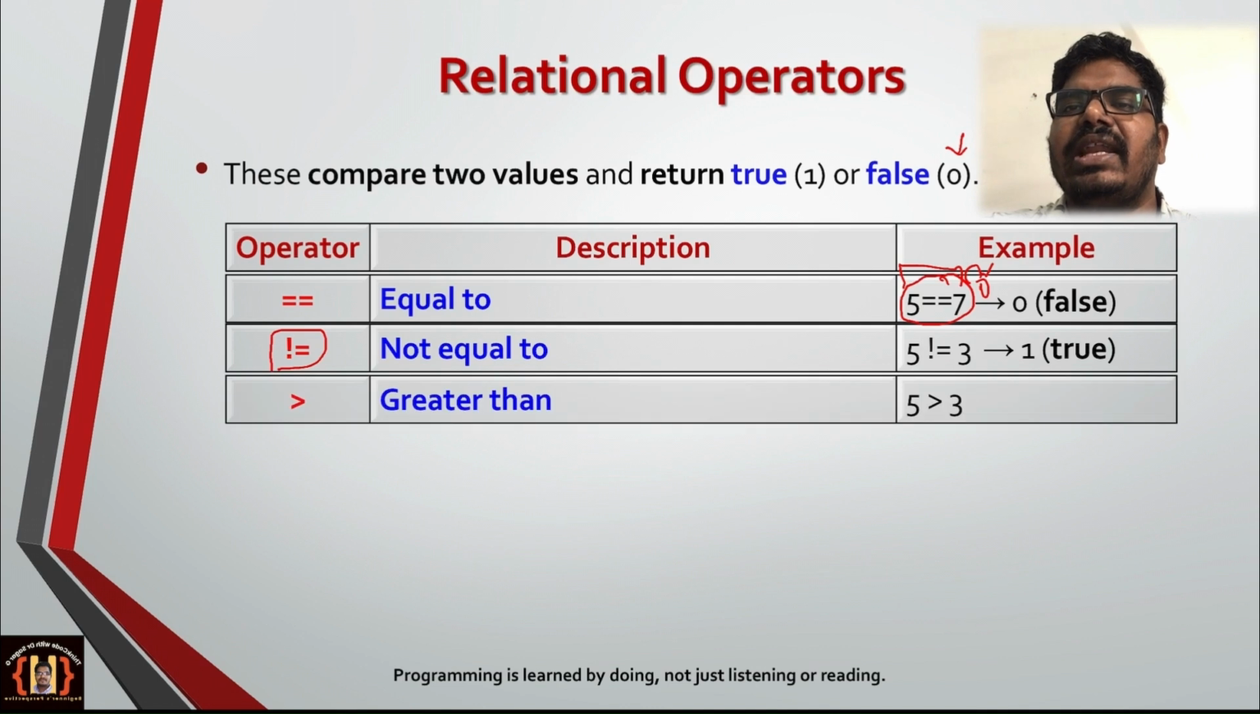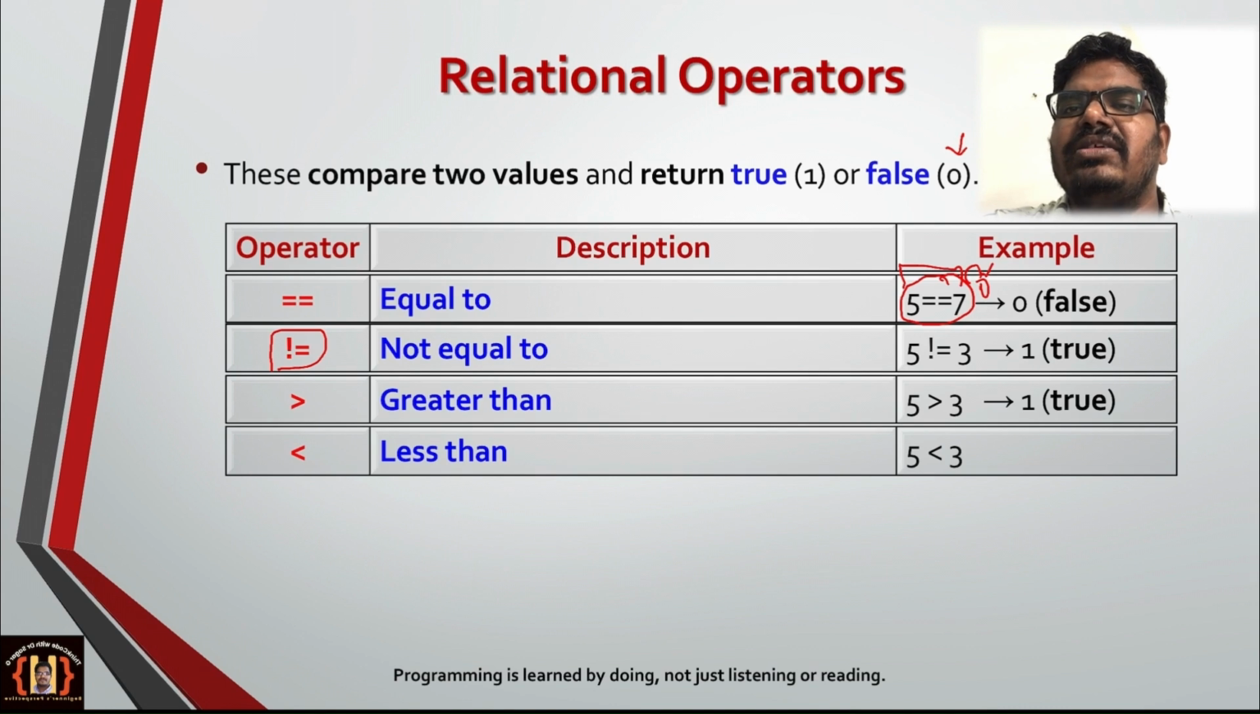Next is greater than. Again, it takes two values, 5 and 3. 5 is greater than 3. Again, the answer is true or false. 5 is definitely greater than 3. That's why it returns 1. In place of this expression, the value 1 will be there when we are evaluating. I'll explain in detail. Next is less than. Again the same: 5 less than 3, no. So it is going to return false.